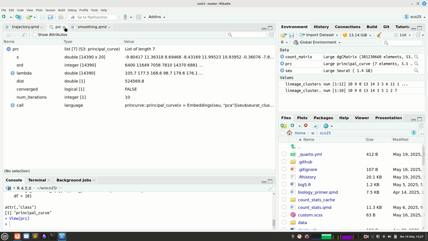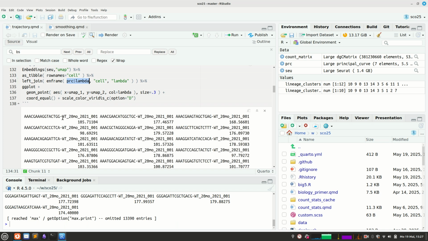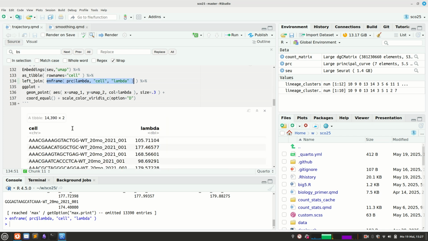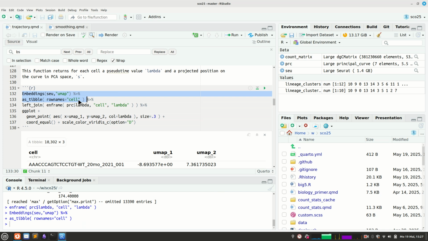Using this, I can now assign to each cell such a pseudo-time. And I'll show you how this works. First, just to see a bit, here are these lambda coordinates, these pseudo-time coordinates, which are the distance along of a projection point from the start of a curve. The data frame command that I have here just turns this thing into a table. Now here the cell name, and here the lambda value. And here these are my PCA coordinates. No, these are now the UMAP coordinates because I want to show it to you.